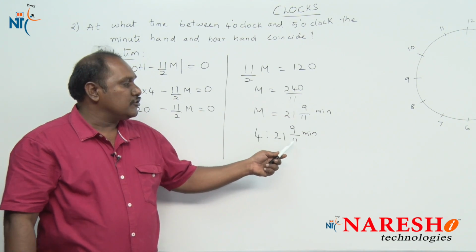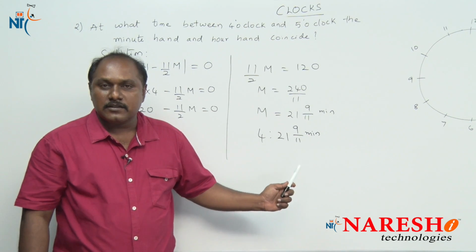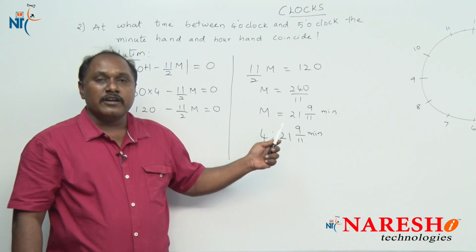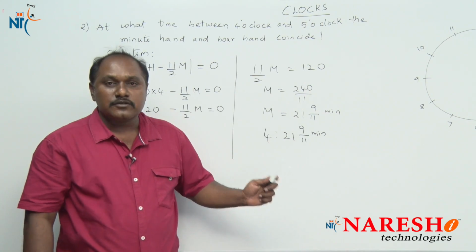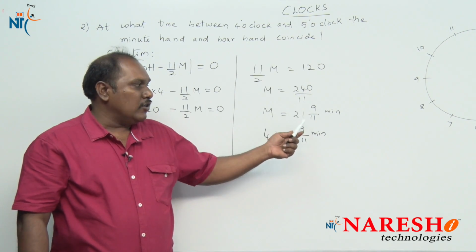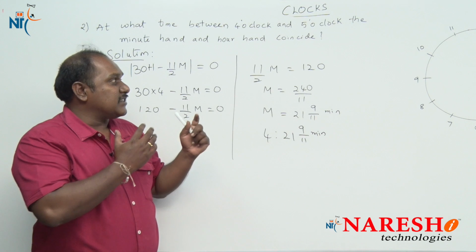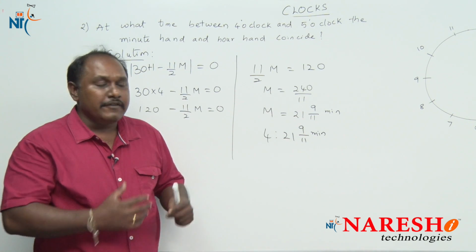Now the answer should be written in mixed fraction itself, because our options, whenever we are given this question in an exam, will be in mixed fraction. So please don't try to find out the answer in decimals. One more same type of problem with a different time.